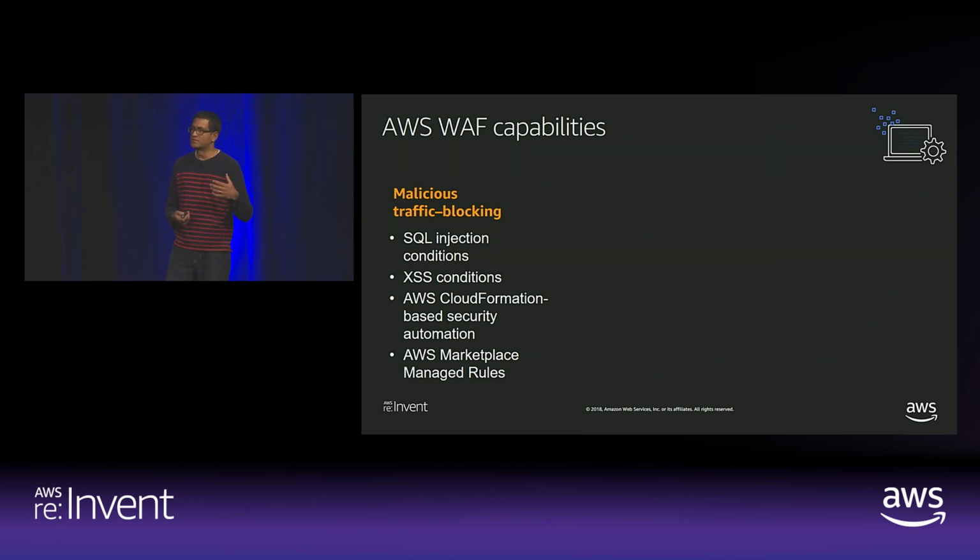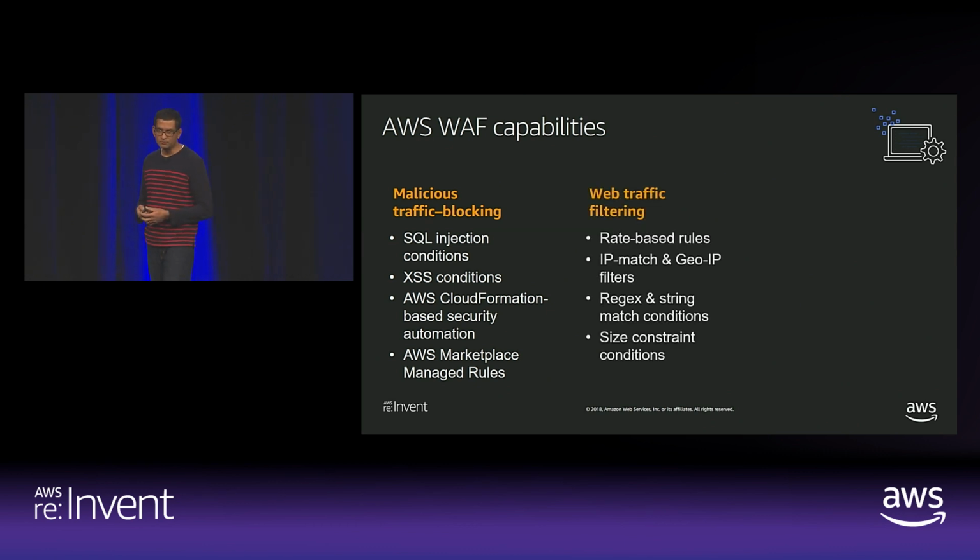There is, for instance, an OWASP top 10 CloudFormation template and a blog post that's available that you can use to get protection against the OWASP specified top 10 vulnerabilities. And then the marketplace managed rules, there's a number of rules there for OWASP top 10, CVEs, reputation IP lists, and several other rules specific to your application, for instance, WordPress rules, and so on, that you can easily turn on.